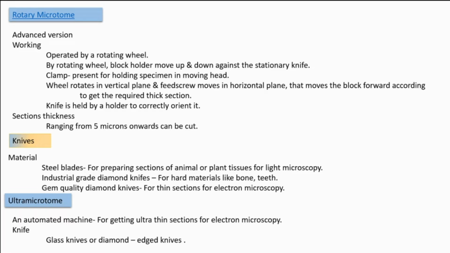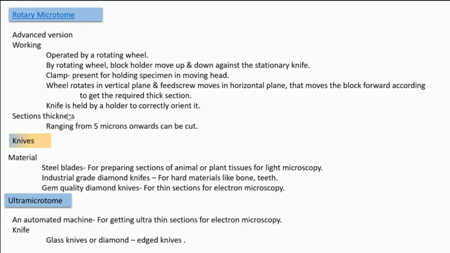Understand? Okay. The feeding screw's movement is in the horizontal plane and the wheel rotation is in the vertical plane. In the video, you will clearly understand that movement. By that movement, thin sections are obtainable out of the specimen block. And in this also, the knife is held by a holder.